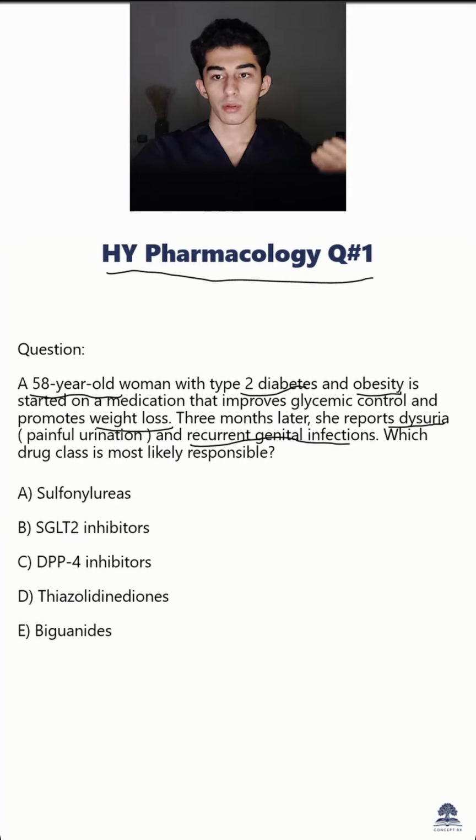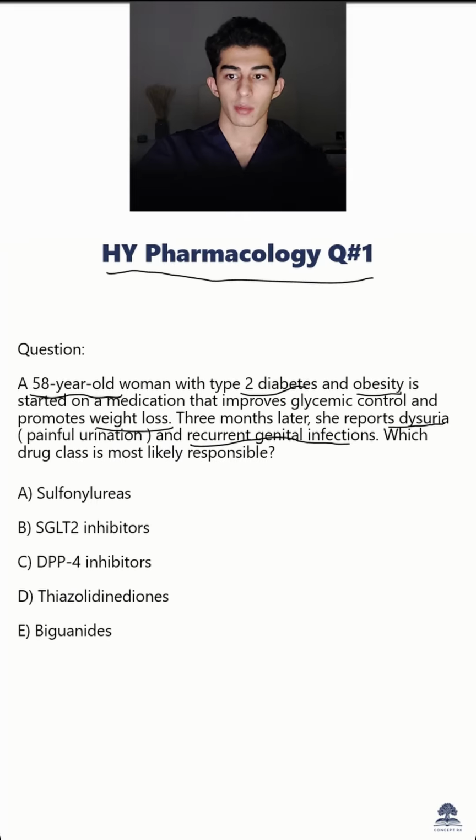So we have an old, fat, diabetic woman who got prescribed a medication for her glycemic control, which means to decrease her blood glucose levels, prevent them from getting excessively high. And she's now complaining about recurrent genital infections.